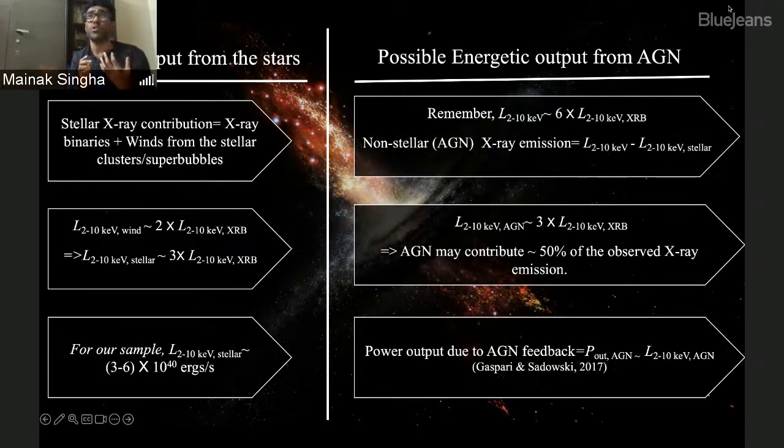What's the mechanical output? To understand that, we used the hydrodynamic simulations by Gaspari and Sadowski 2017, who suggested that in AGN feedback, the mechanical energy output is basically similar to the X-ray luminosity of the AGN. For our samples, the X-ray luminosity is about 10 to the 39 to 10 to the 40 ergs per second. So that has to be the mechanical energy output from the AGN in Green Peas, if they do exist.